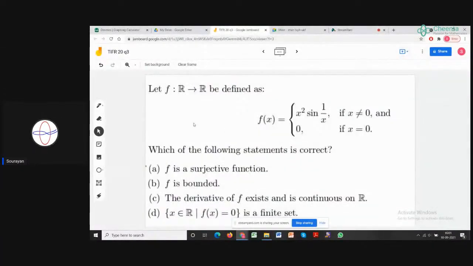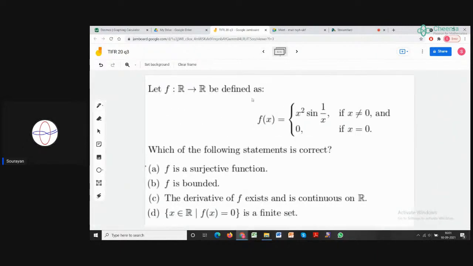So the question is like this: if f is a function from R to R, defined like this, then which of the following statements is correct? Here are some facts that we will be using. First, as a hint, I will write down the facts, and then I will write down the solution step by step.